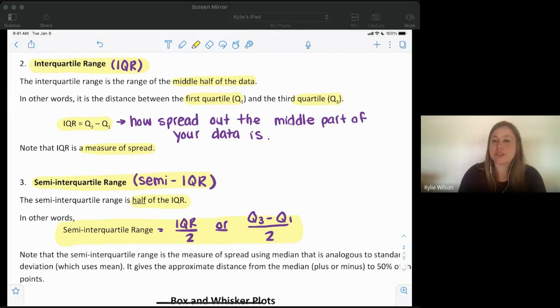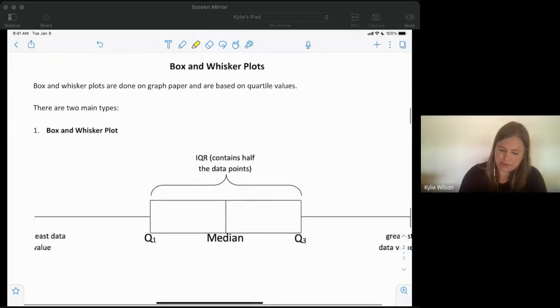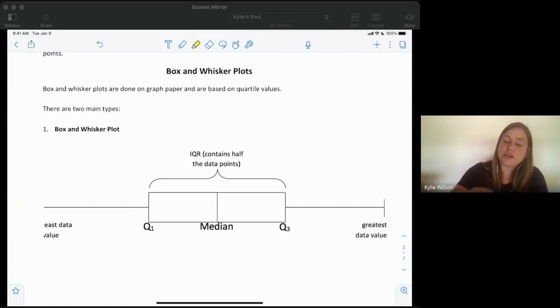So we're going to quickly talk about graphing these, and then we're going to put it all together with an example. That way I can show you how everything is connected and how we can put all of those steps together. So when we're displaying this information, we use what's called a box and whisker plot. Box and whisker plots are done on graphing paper, and they're based off quartile values. I'm just going to point out some of the key pieces here, and then we're going to go through and graph the whole thing together.